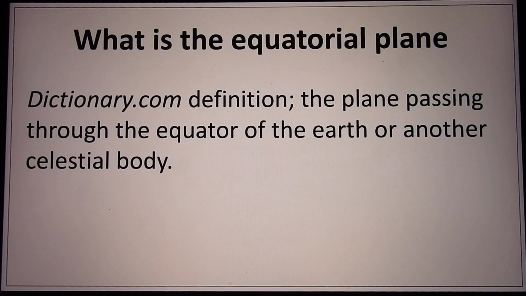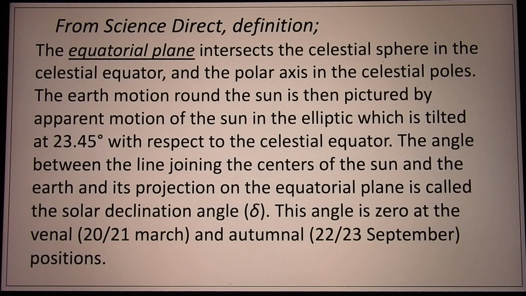What is the equatorial plane? Dictionary.com definition: plane passing through the equator of the Earth or another celestial body. ScienceDirect definition: equatorial plane intersects the celestial sphere and the celestial equator, polar axis and celestial poles. The Earth's motion around the sun is then pictured by the apparent motion of the sun in the ecliptic, which is tilted, there's your tilt, at 23.45 degrees with respect to the celestial equator. In other words, that globe model is tilted towards the sun for the summer sun season, based on the position in the ecliptic, and then tilted away from it in the winter season. The angle between the line joining the centers of the sun and the Earth and its projection on the equatorial plane is called the solar declination angle.